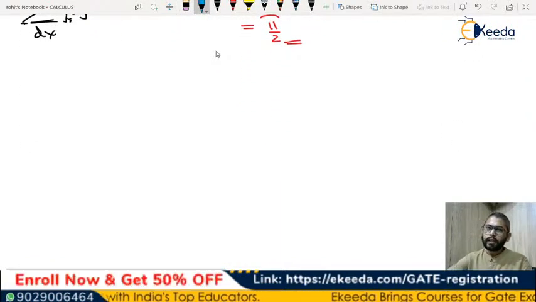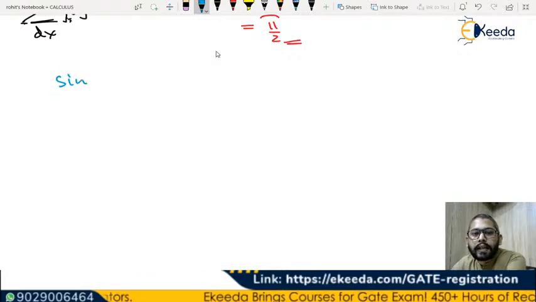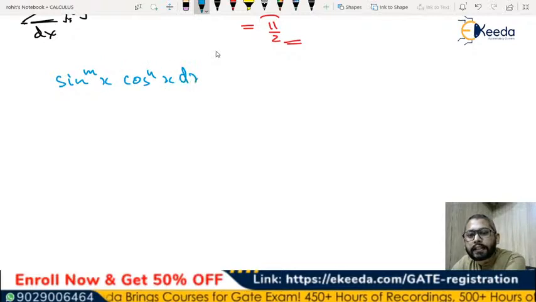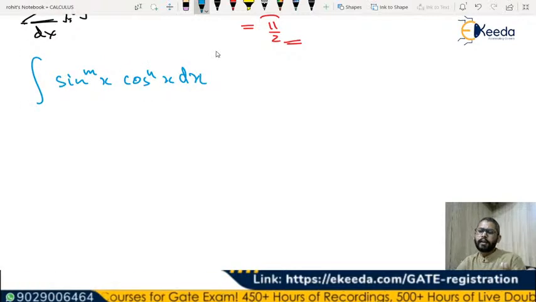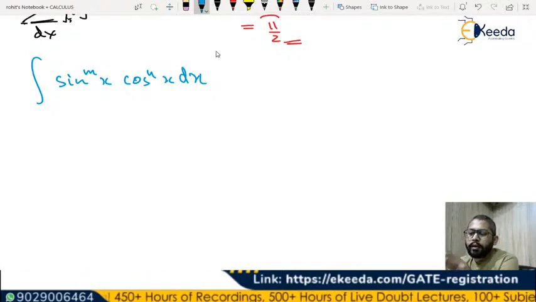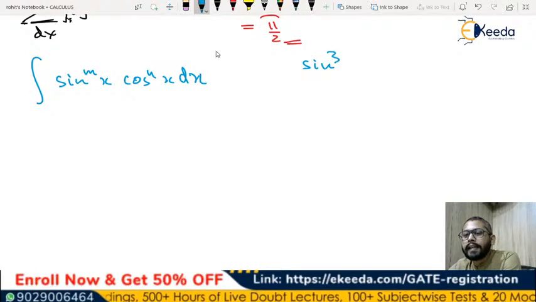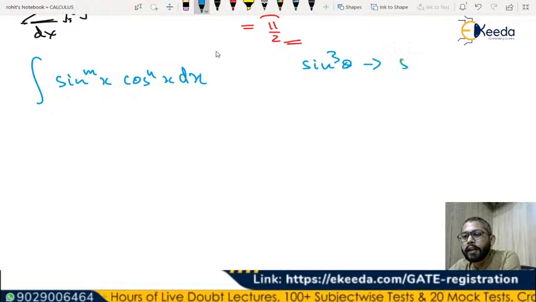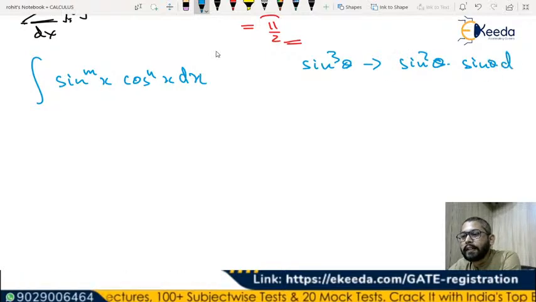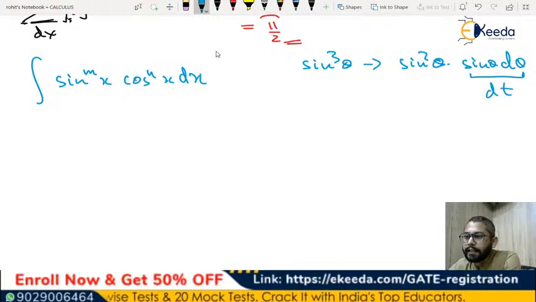integration. Let's talk about this: sine mx cos nx dx for whatever integration interval it is. See, it is about the odd and even powers of these functions. Like in the previous case, we had sine cube theta, so we wrote it as sine square theta into sine theta d theta. Why? Because this helped us to make it as dt, right?